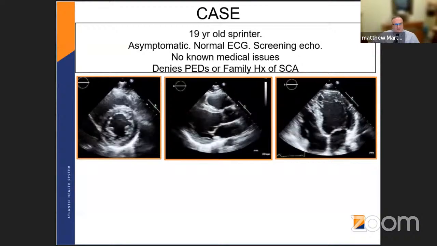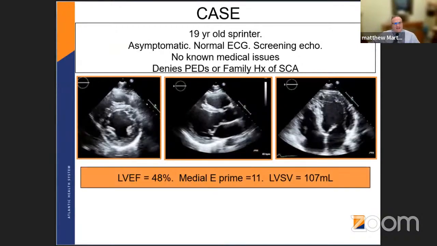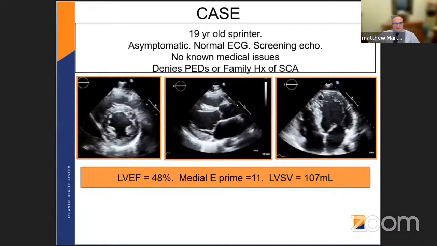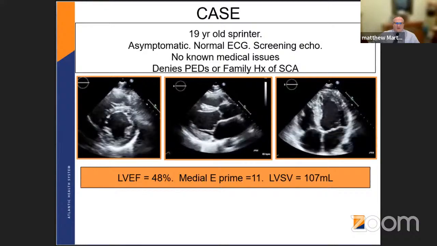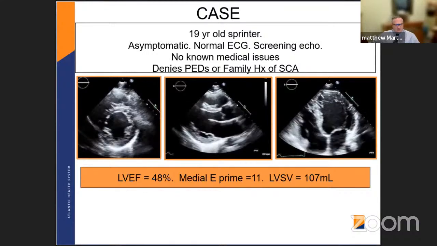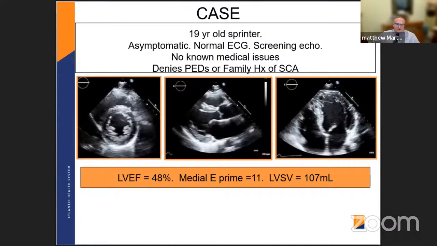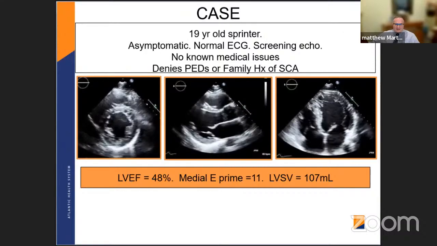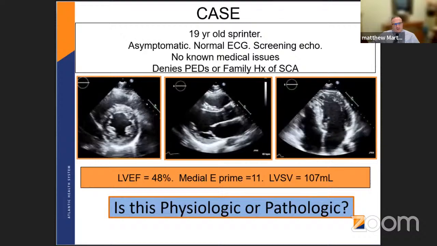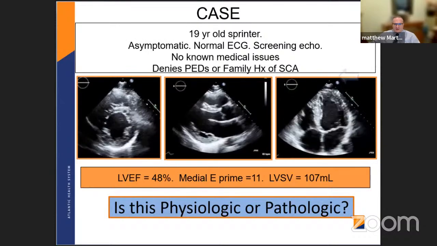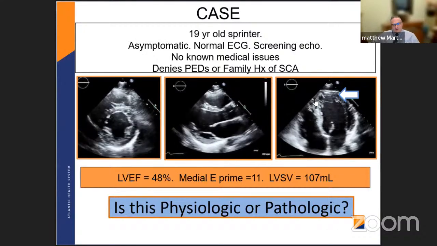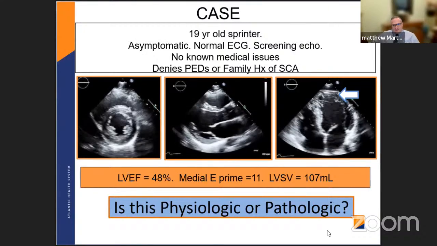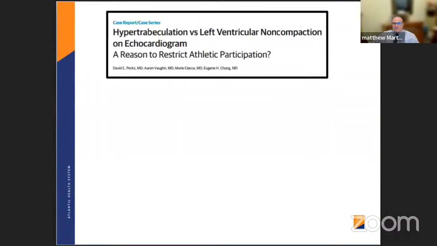Here's a 19-year-old sprinter sent to me for an asymptomatic normal ECG. They did a screening echo. They found no prior medical history for him, no family history of sudden death or cardiomyopathies, but his LV function was a little low, normal diastolic function, elevated stroke volume, and they weren't sure if this was physiologic or pathologic, and they actually called it non-compaction. They looked at the apex here and said the ventricle's dilated, LVEF's a little bit low. We think this is non-compaction.